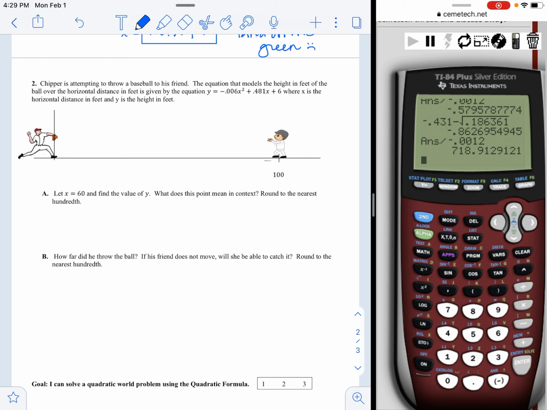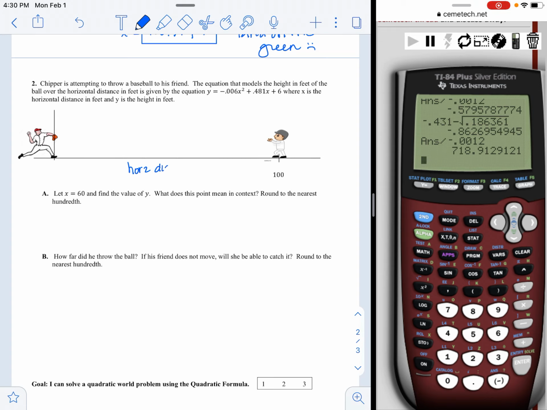Same idea, a little different situation, but same idea. It says Chipper is attempting to throw a ball to his friend. The equation that models the height in feet of the ball over the horizontal distance in feet is given by y equals negative 0.006x squared. Notice this doesn't have 3 zeros, so be careful when you're writing these numbers. Plus 0.481x plus 6, where x is the horizontal distance in feet and y is the height in feet.